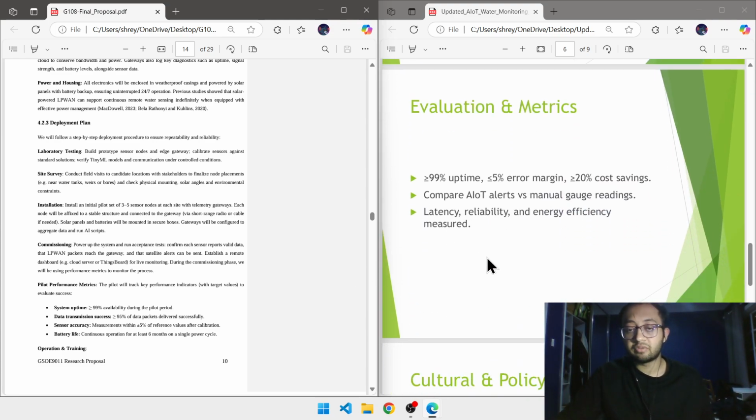The evaluations and metrics should have some sort of a basic check, such as a majority of uptime, which is around 99%. There should be less than 5% error and 20% cost savings. Because if we are switching from a manual inspection to an automatic inspection, there should be some cost savings expected. Then we should compare the AIoT alerts with the manual gauge readings and ensure that the system that we have implemented holds up to its reputation. This should also be measured in latency, reliability, and energy efficiency.